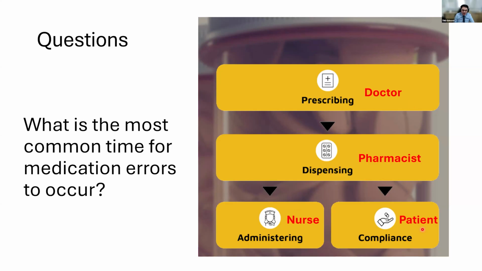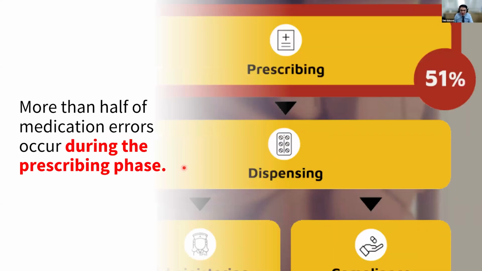So I will ask the question: what do you think is the most common time for medication errors to occur? Okay, let me see the result. Actually, more than half of medication errors occur during the prescription phase. It means when the physician orders the medication, maybe he ordered the wrong drug, or maybe he ordered a high dose. For example, sometimes the physician wants to order 0.5 tablet, but because of a typing error orders 5 tablets. So we will induce an adverse drug event, maybe inducing patient death.